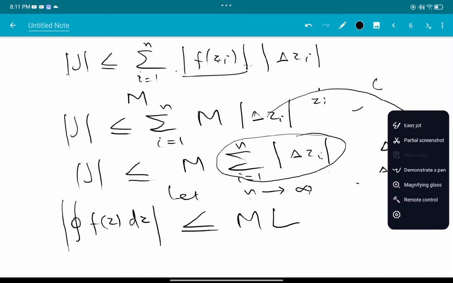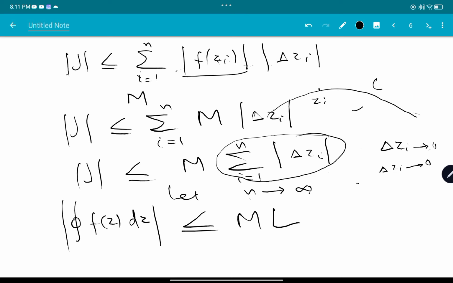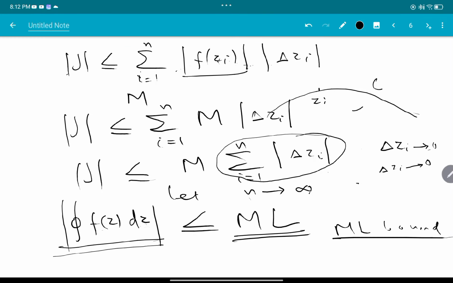And the final result, what does this final result tell me? It tells me that f(z) is such a function that the absolute value of its integral is bounded. We call this bounded, meaning there is a number. We can say, even if I don't know this integral, I know one thing, that this integral will not cross this limit. It will always be less than or equal to ML. This is called the ML bound. And some people call it Jordan's lemma. Now we will be using this, where you will see yourself.